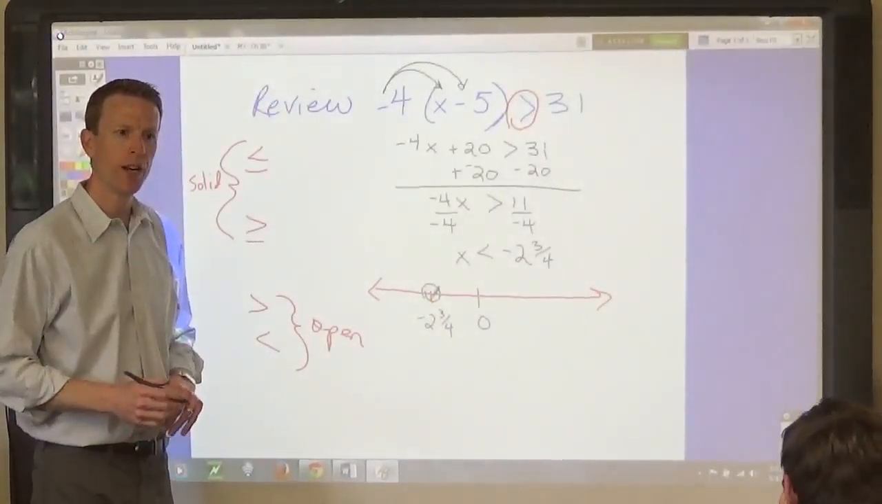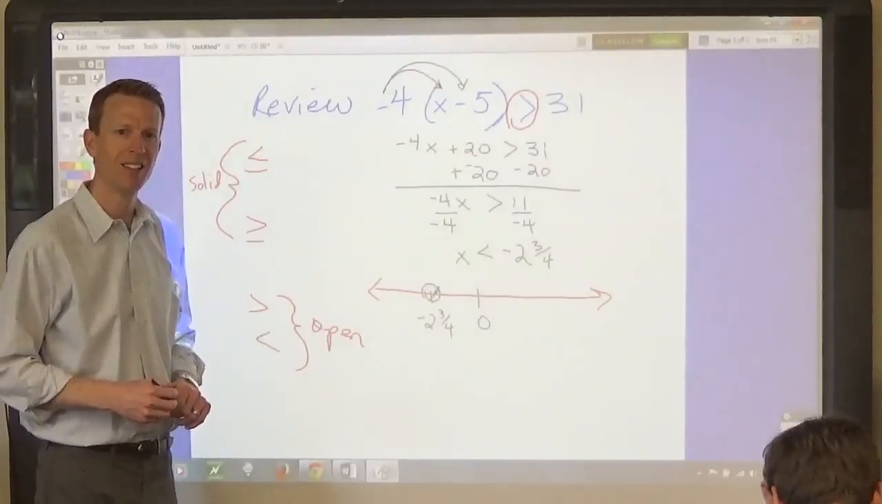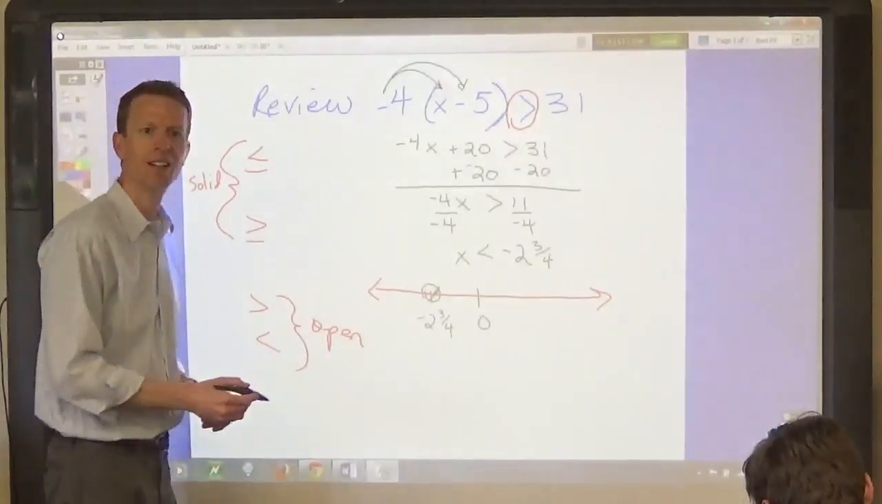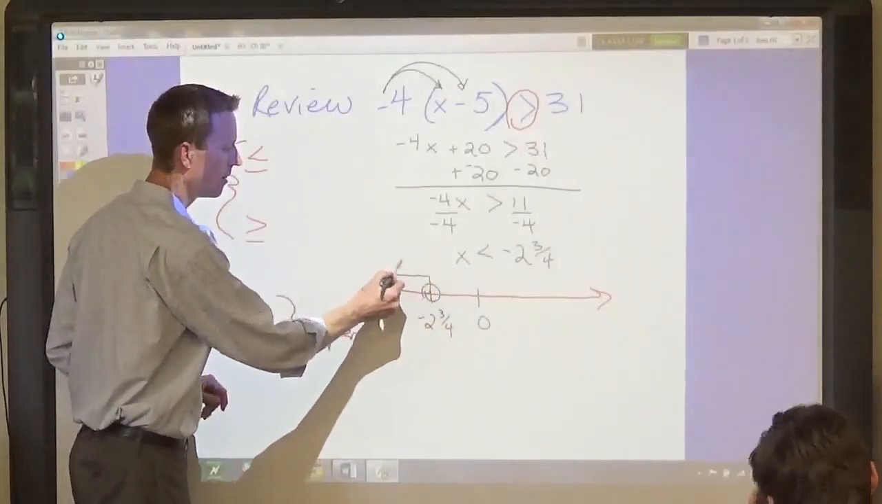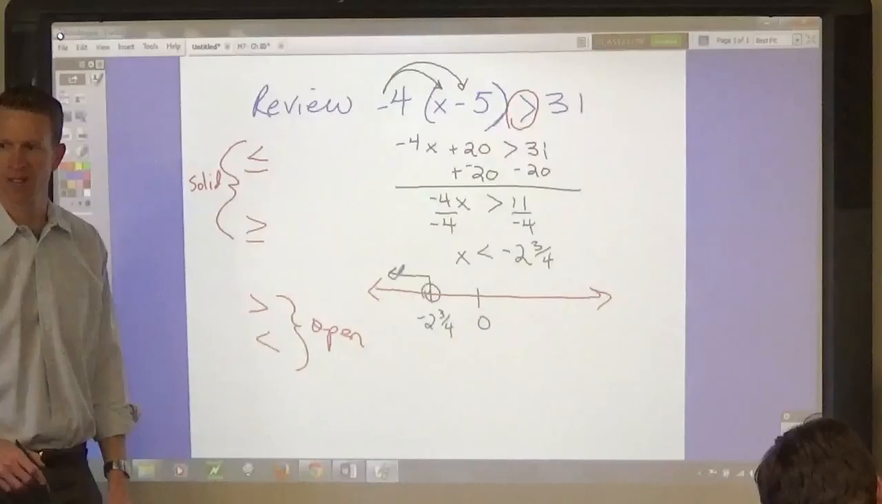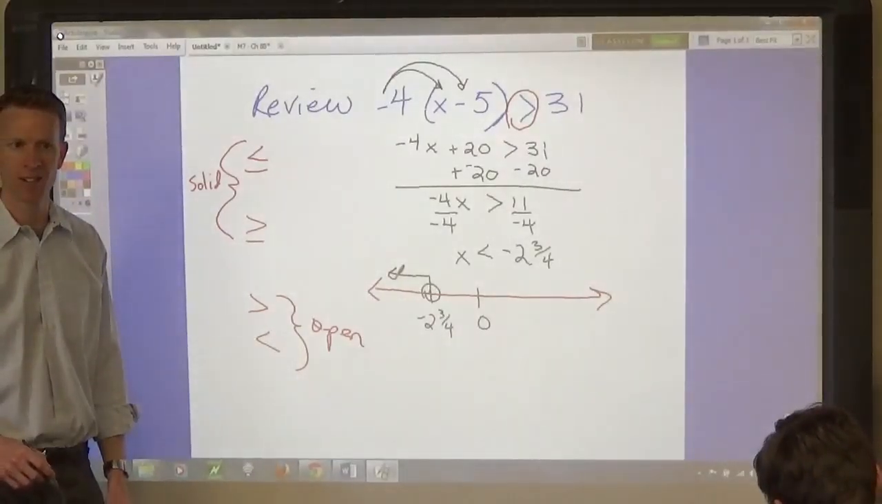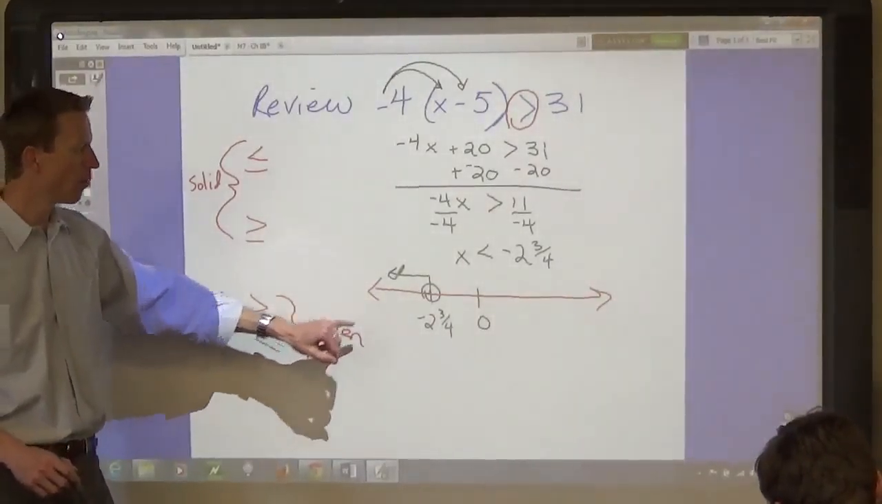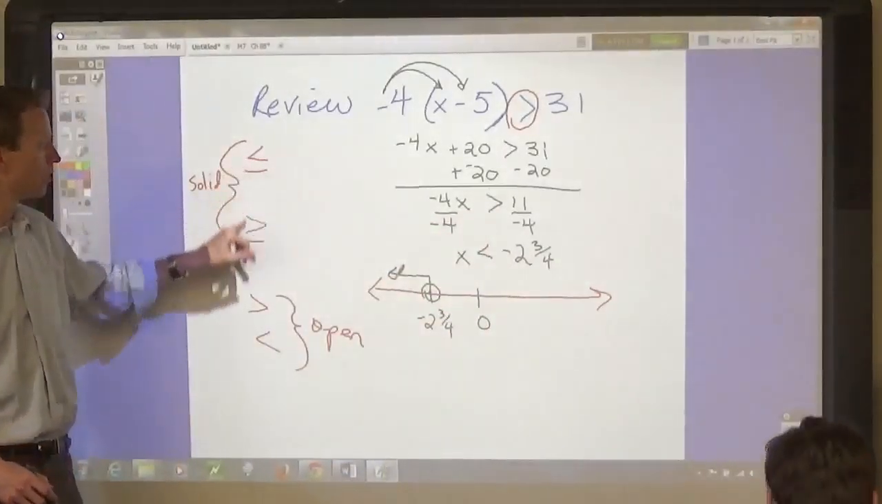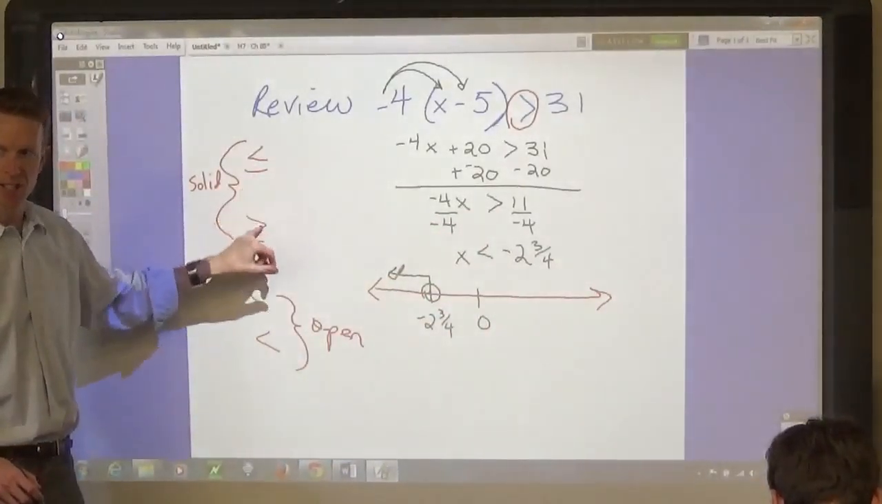And which way do we put the arrow? X is less than, so you put the arrow to the left. X is less than negative 2 3/4. Remember we used an open dot with this symbol, and we'll use a solid dot if it's this symbol.